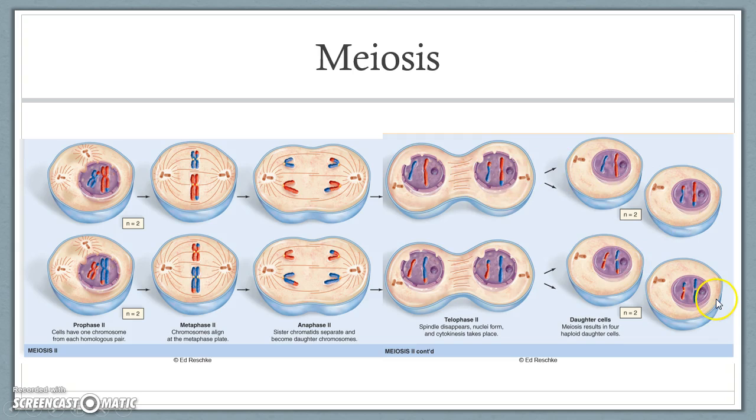4 daughter cells. Now that we have talked about meiosis in general, we will talk about any differences between the male and female and what the cells are called at each stage.